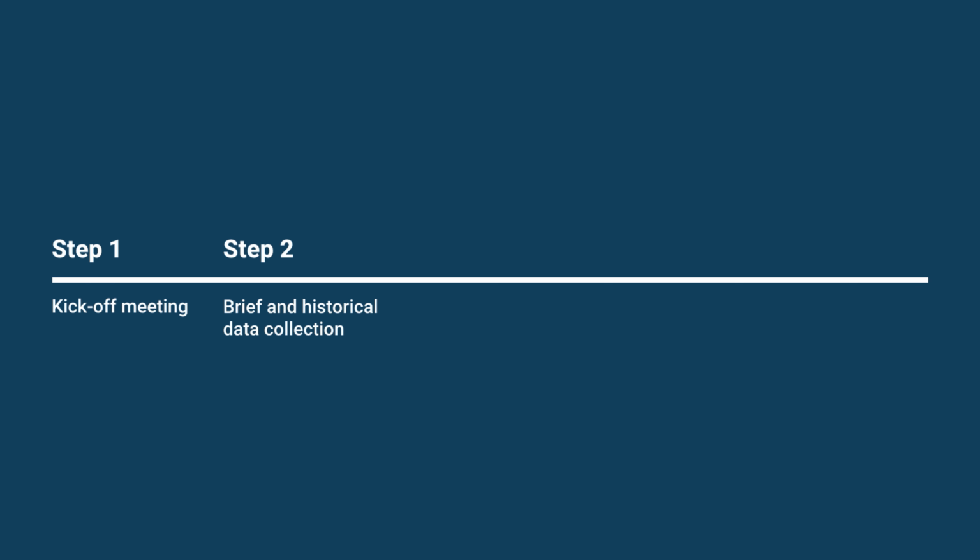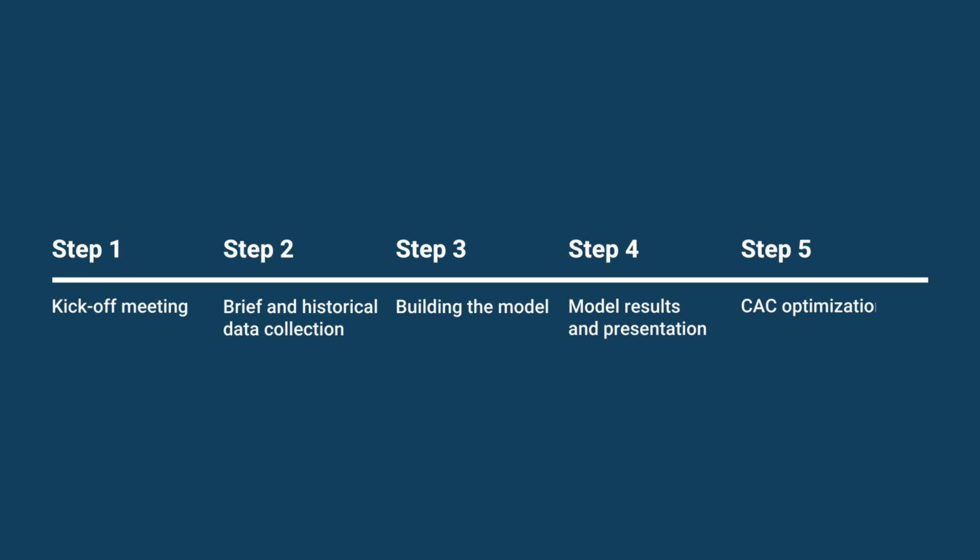Once we have that, we move on to building the model. We take all that information, upload it to our platform, and start constructing the model. After that, we analyze the model results and prepare a presentation. We dive deep into the output, see what the model tells us, and then develop a set of tailored recommendations based on the client's initial objectives. And finally, we build optimization scenarios to recommend ways to optimize customer acquisition cost and boost efficiency. So in today's lesson, we're going to cover steps 2, 3, 4, and 5 and go through a practical example.